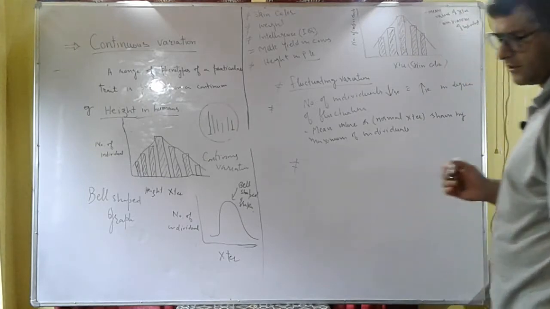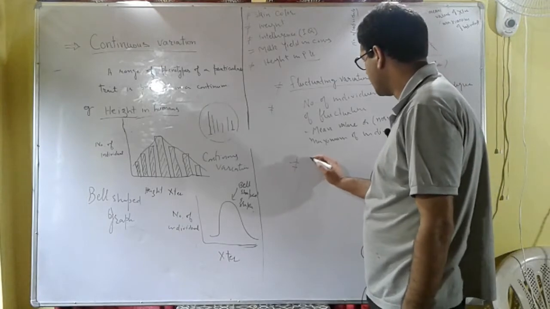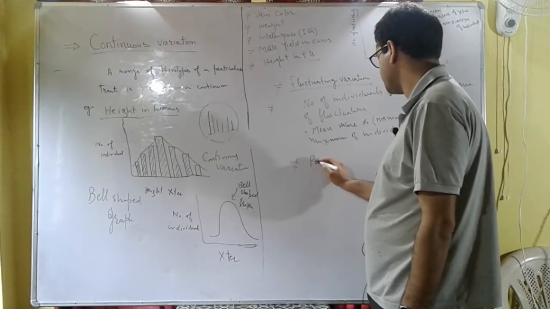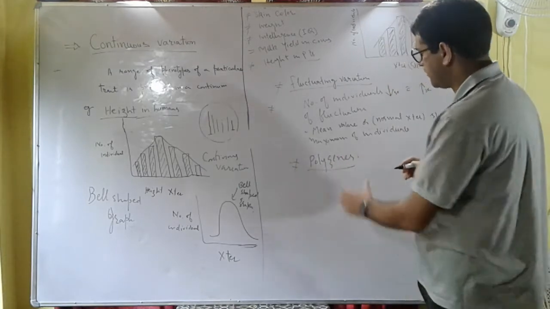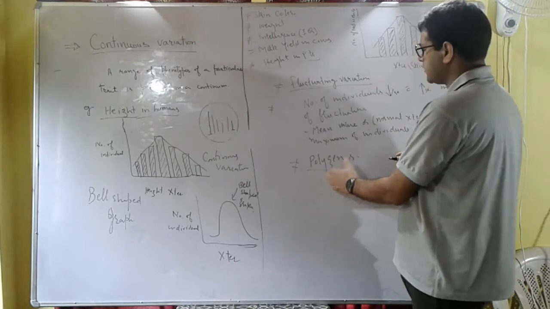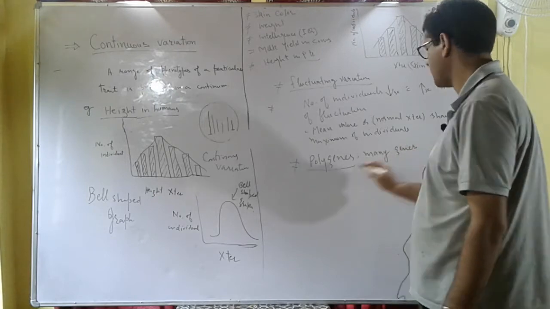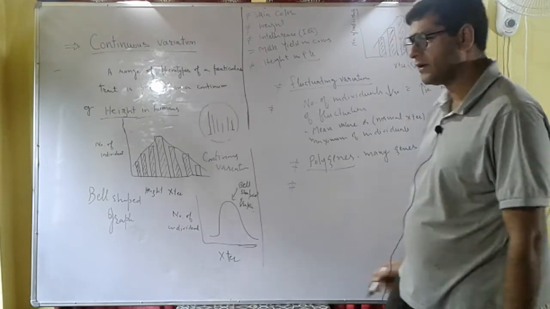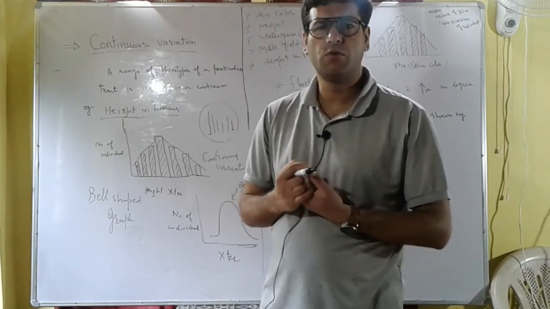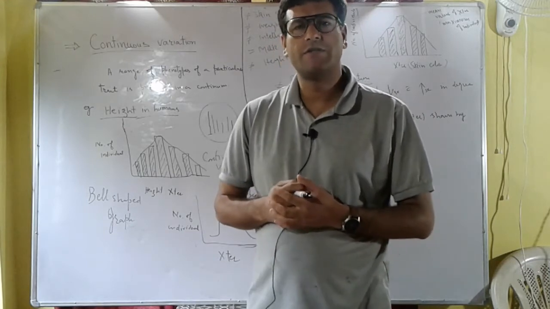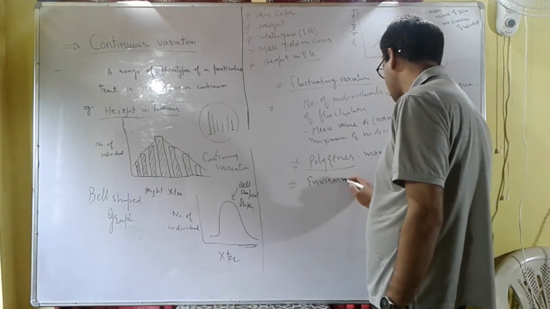Then another important point: this continuous variation is controlled by polygenes, that is, many genes. It is controlled by more than two genes. And this continuous variation is strongly influenced by environmental factors.